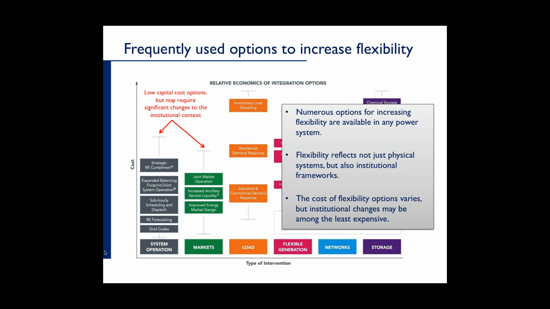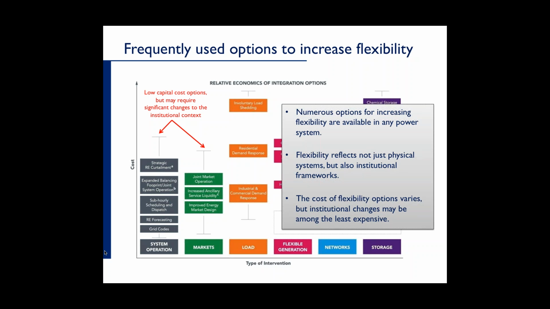And then the third point here is that the cost of flexibility options will vary, but we think that institutional changes can be among the most cost-effective. Once you make the change, it may involve expensive new communications devices, computer software and hardware, but once those changes have been implemented, they can deliver the benefit forever, essentially.